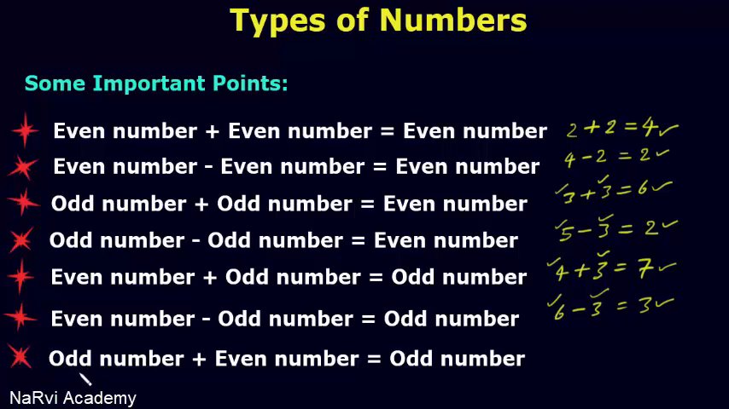Now if we add one odd number with even number, we always will get an odd number. For example, 7 plus 2 equal 9. Here 7 is an odd number, 2 is an even number, and the answer 9 is an odd number.